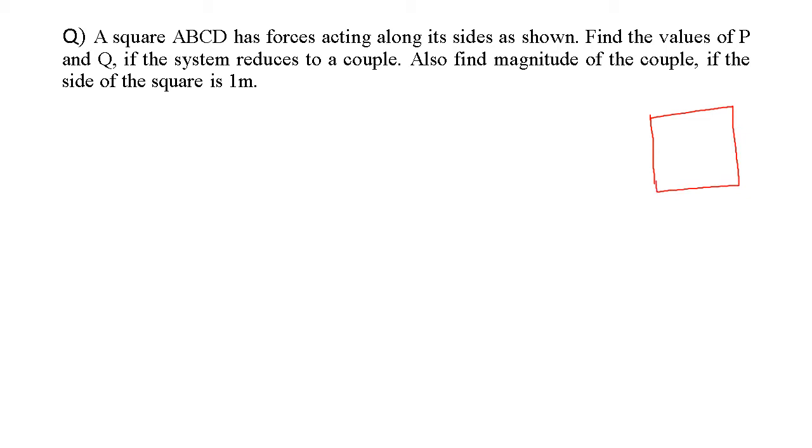Square ABCD has forces acting along its sides, मतलब उनके sides में forces acting कर रहा है. So 100 न्यूटन, यहाँ पे 200 न्यूटन, and this is P and this is Q. Find the values of P and Q. ये P और Q पूछा है.